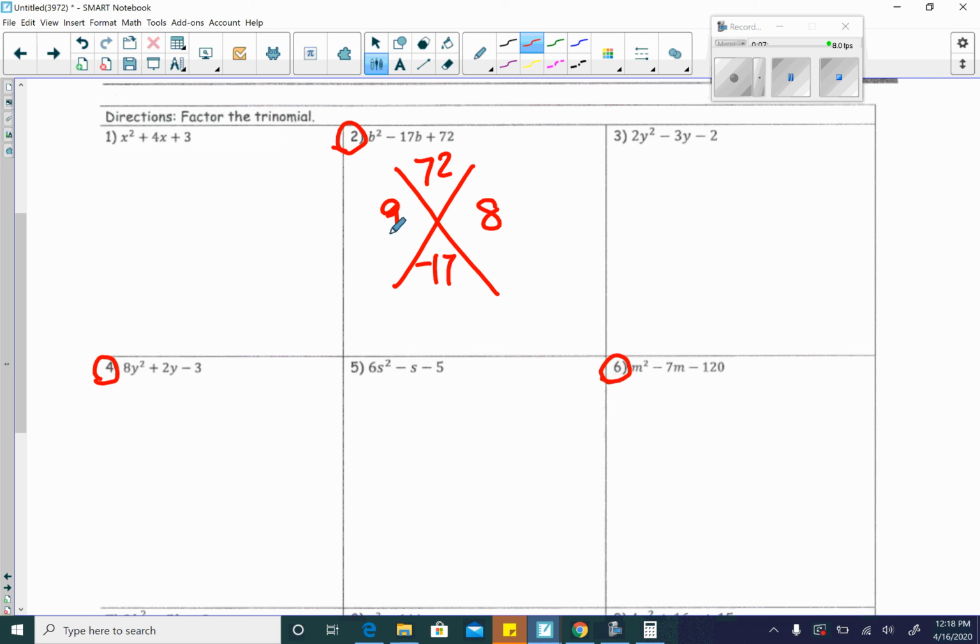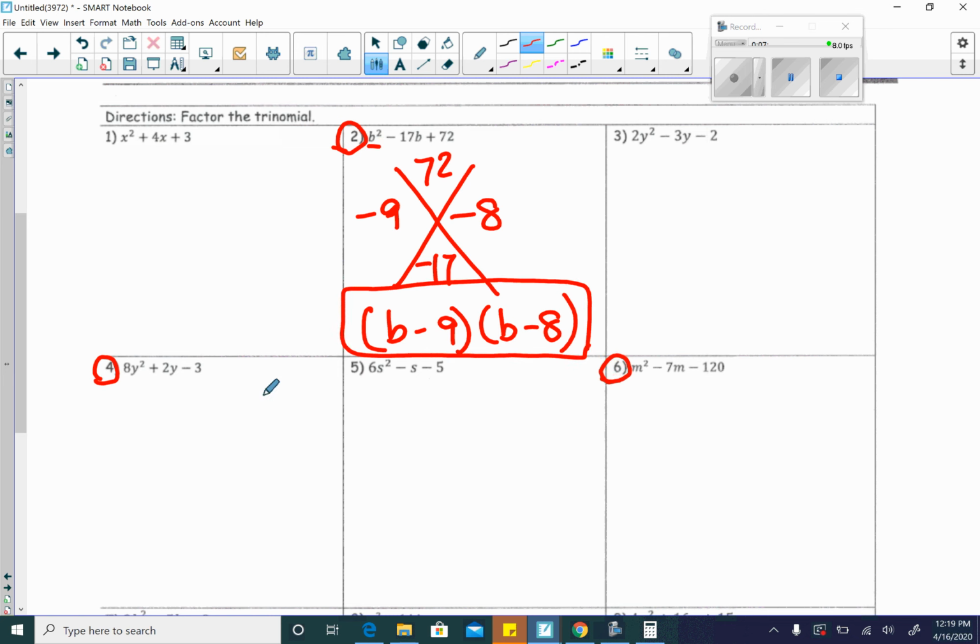Well, not negative 17, right? That'd be positive 17. How do we get these numbers to multiply to a positive and add to a negative? They both have to be negative. Negative 9 minus 8 is negative 17, and a negative times a negative is a positive, which means I can write this, using the same variable, as b minus 9 times b minus 8, and that is in factored form.